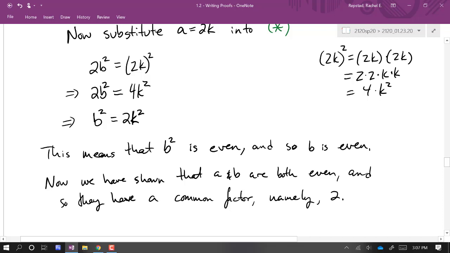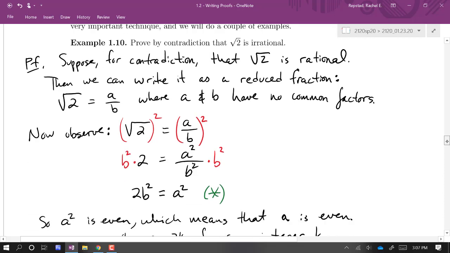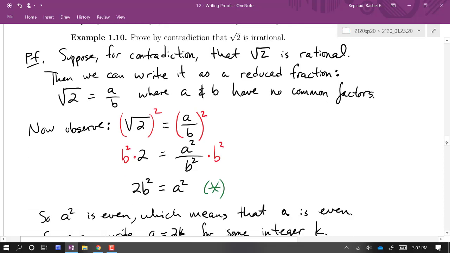If they have a common factor of 2, then they can be reduced to the lowest possible form, right? Just cancel out the 2? Yeah, so we're looking for the contradiction. We said we're going to prove this by contradiction. So far we've just made conclusions. What have we contradicted? That they can have no common factors. The square root of 2 is in lowest terms.